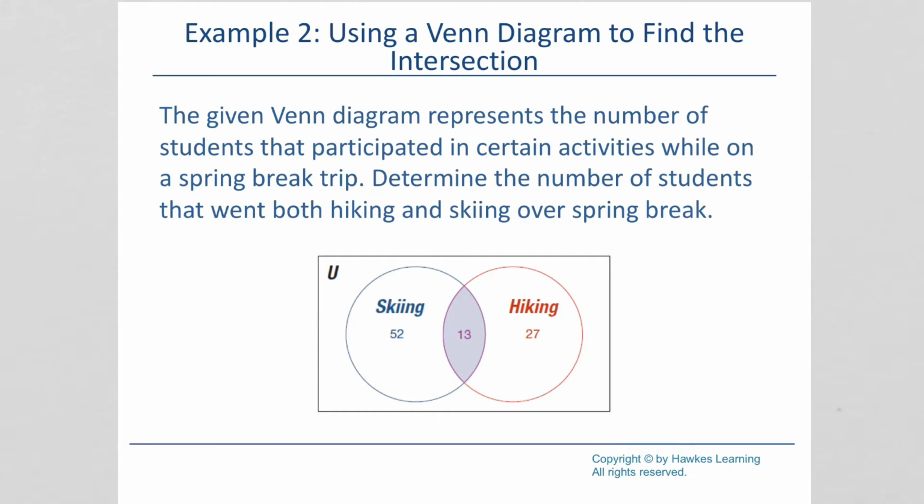Given the Venn diagram, the given Venn diagram represents the number of students that participated in certain activities while on a spring break trip. Determine the number of students that went both hiking and skiing over spring break. Well, both hiking and skiing, there were 13 students.